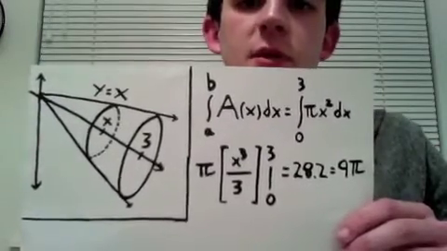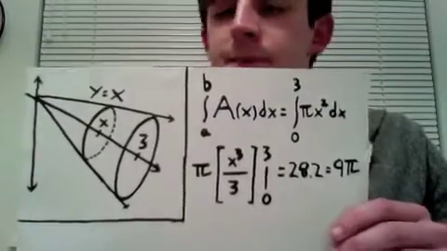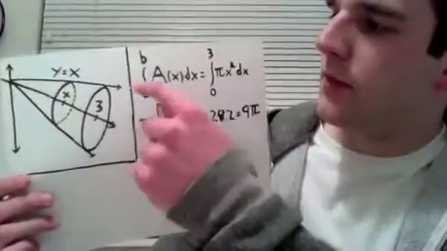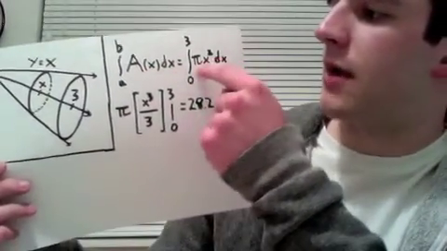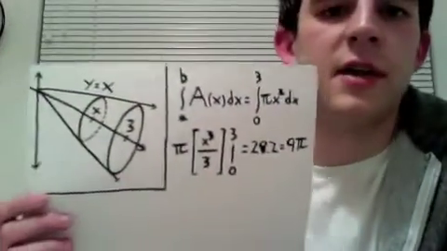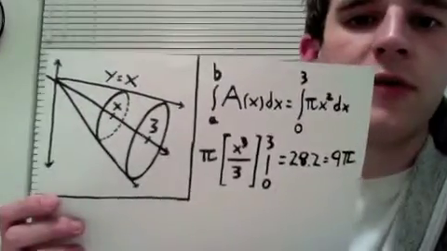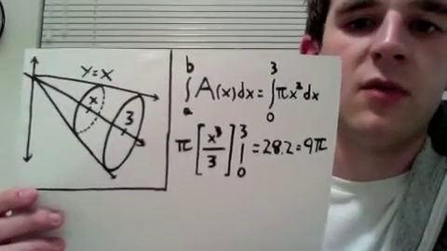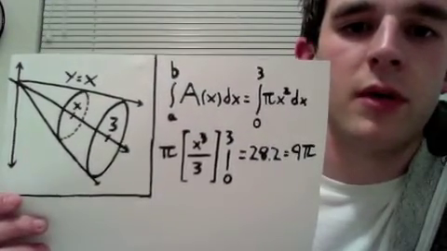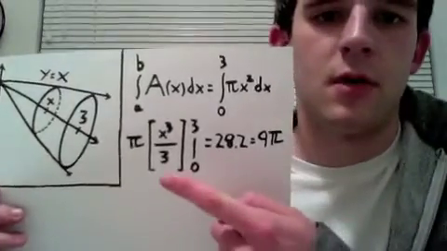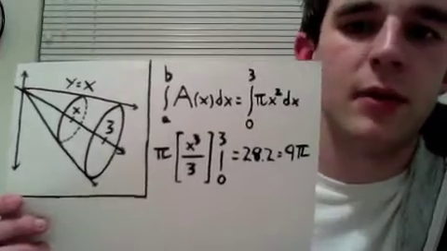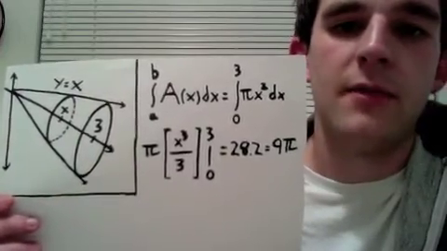So for each circle, it's going to be pi times x squared, evaluated from 0 to 3. So we move from this general equation, and then we can plug in what A of x is, pi x squared, from 0 to 3. And then we follow the standard procedure for finding integrals. We take the antiderivative of pi x squared. We get x cubed over 3, and pull out the pi right there, from 0 to 3, and then we get an answer of 9 pi.